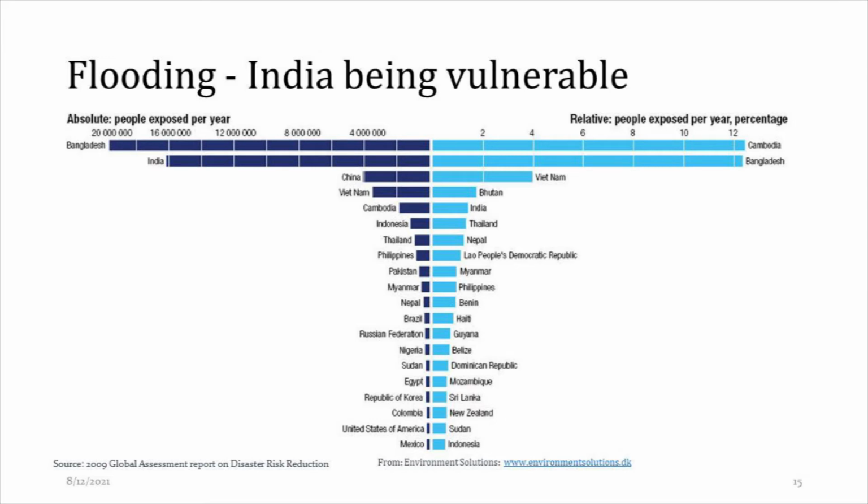As per the Global Assessment Report on Disaster Risk Reduction, about 2% of India's population are exposed to flood. However, if we see the absolute number, India stands second after Bangladesh, with a total of 1 crore 60 lakh people being affected by flood per year.